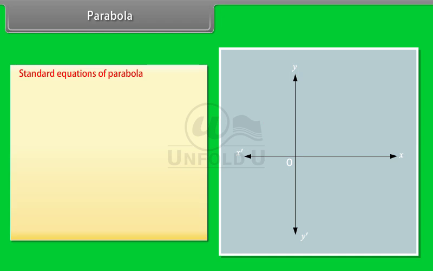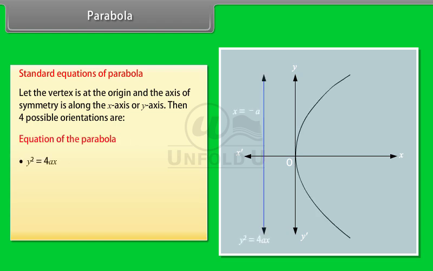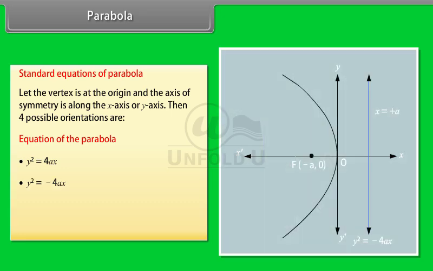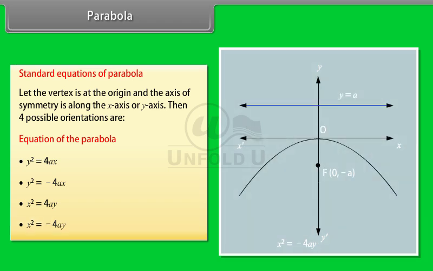Standard equations of parabola. Let the vertex be at the origin and the axis of symmetry be along the x-axis or y-axis. Then, the four possible orientations give the equations of the parabola: y² = 4ax, y² = −4ax, x² = 4ay, x² = −4ay.